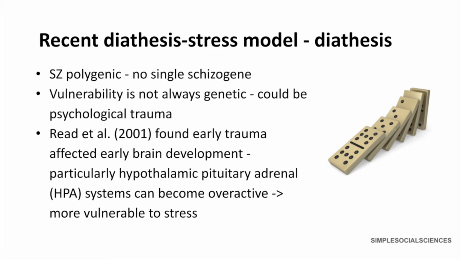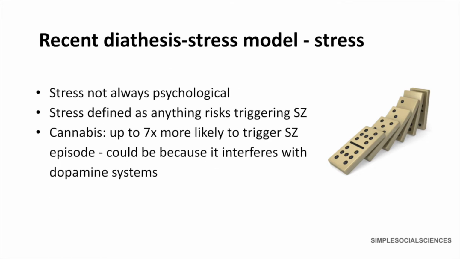For example, Reed et al. found early trauma affected early brain development, particularly HPA systems, which were found to become overactive and led to more vulnerability to stress. Additionally, when looking at stress, recent diathesis-stress models would argue stress is not always psychological. Stress can be defined as anything that risks triggering schizophrenia. It was found that cannabis usage made it up to 4 times more likely to trigger a schizophrenic episode. This could be because it interferes with dopamine systems.